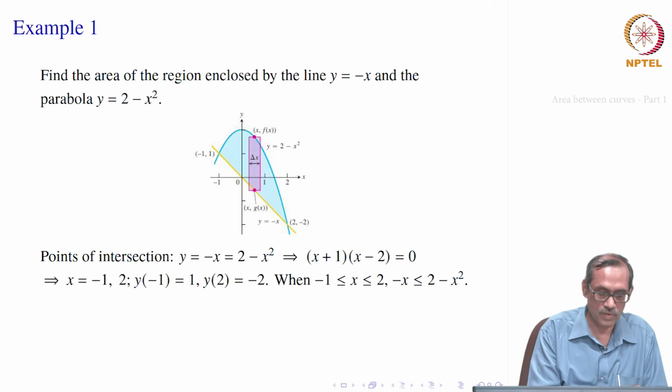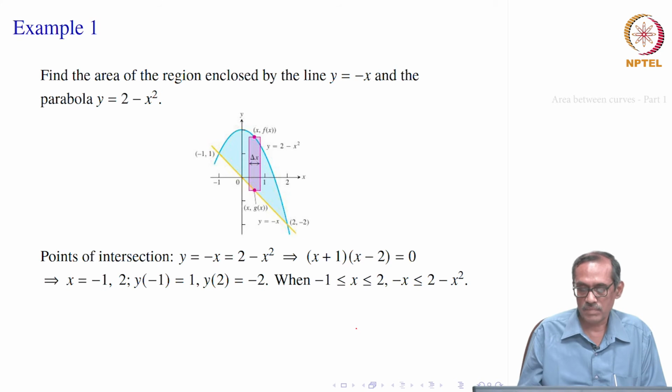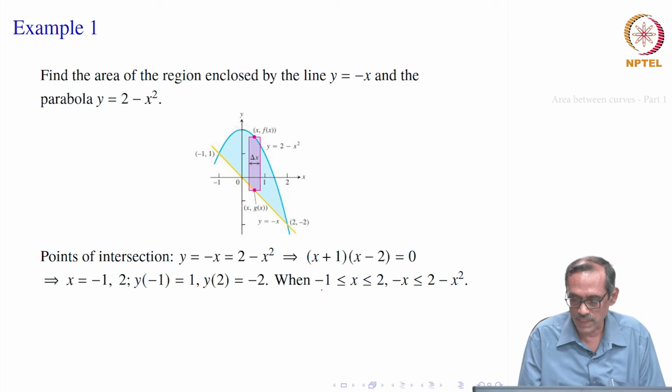So, we just go for the formula, but before that we should see whether one of the curves is always greater than or equal to the other curve or not. It is from minus 1 to 2, the plot also says that, but we should verify, like when x varies from minus 1 to 2, we see that minus x is less than or equal to 2 minus x square.